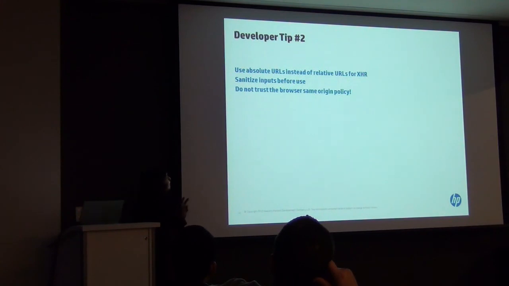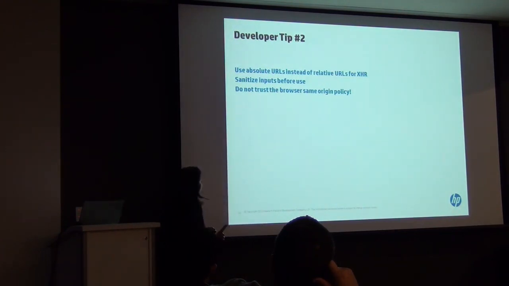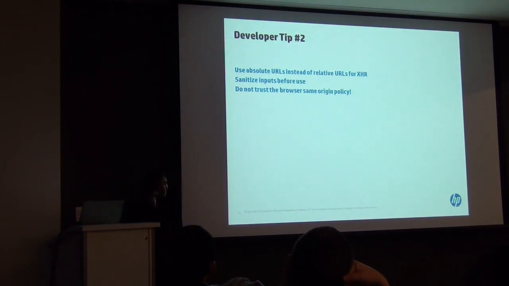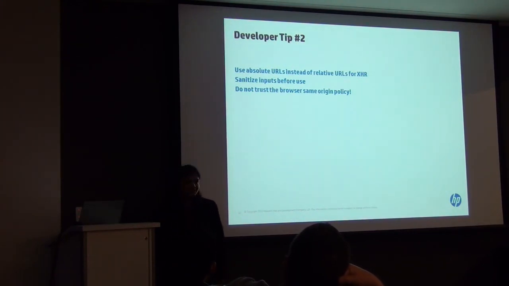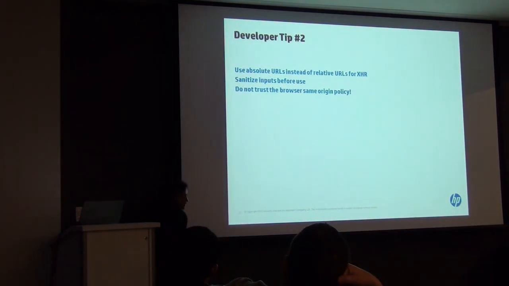So that brings us to our developer tip number 2 today: always use absolute URLs, no relative business, and sanitize your inputs. That's actually true with every security aspect. Whenever you are using inputs, sanitize before use. And do not trust the browser same origin policy, because there is none now, or sort of none now. The reason I say sort of none now is that there is still one more piece of information that's just hanging by a thread.